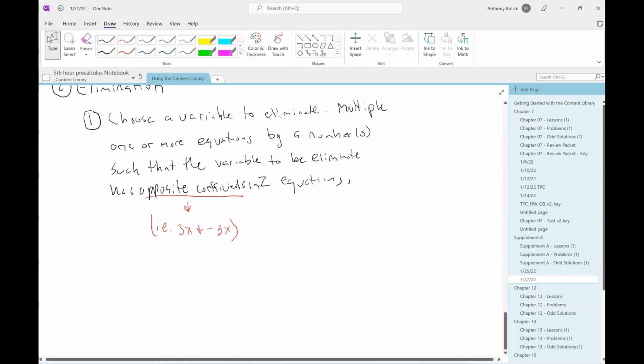When I say opposite coefficients, I mean something like 3x and negative 3x would be opposite coefficients. Everybody's cool with what I mean by opposite coefficients? You probably were without even the example, but it's been a little while. That's what review is for, right? We go back and we just tell you stuff you already know.